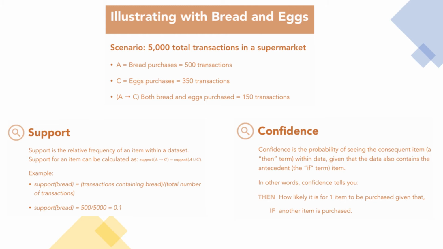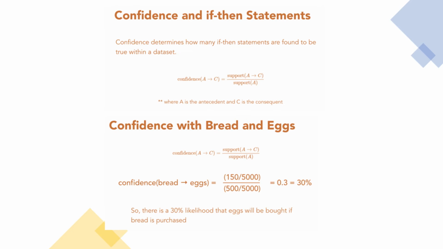Now confidence is the probability of seeing the consequent item, in other words, the then term of the equation, within the data, given that the data also contains the antecedent, the if term. In other words, confidence tells you how likely it is for one item to be purchased given that the other item is purchased. Confidence determines how many if-then statements can be found to be true within a dataset.